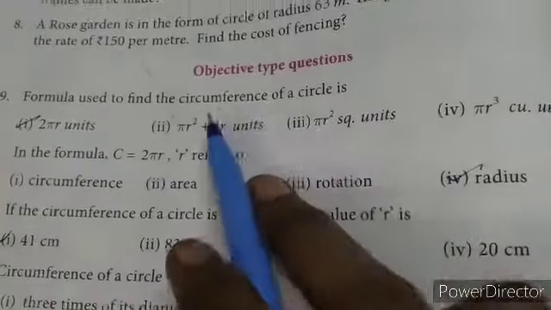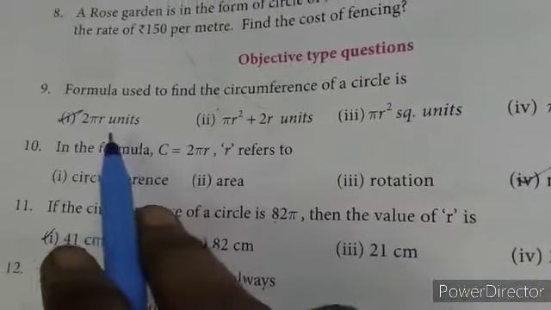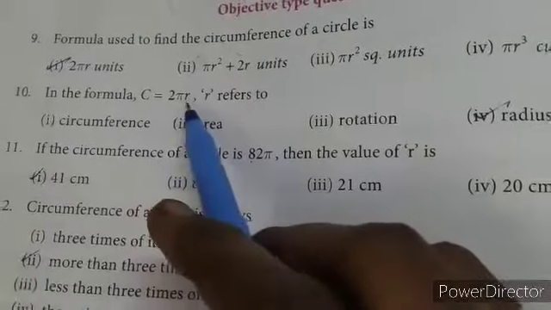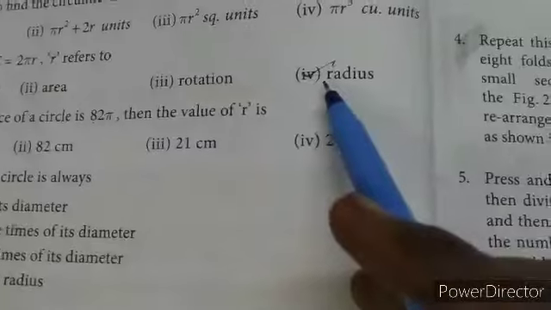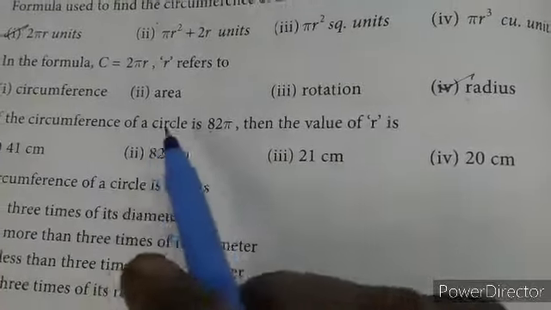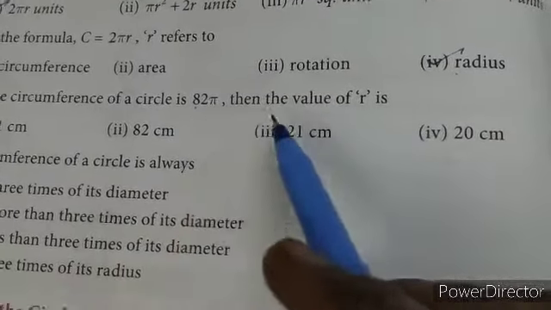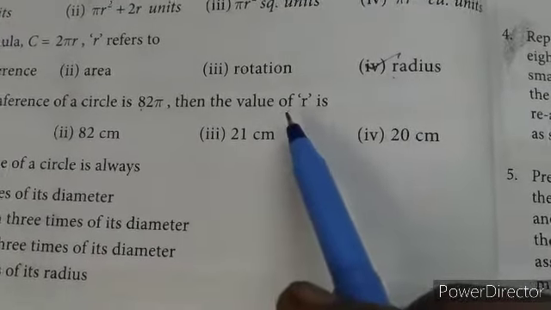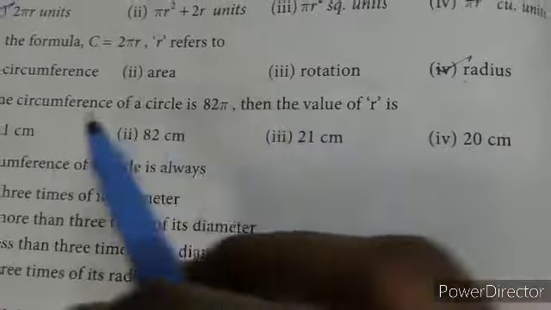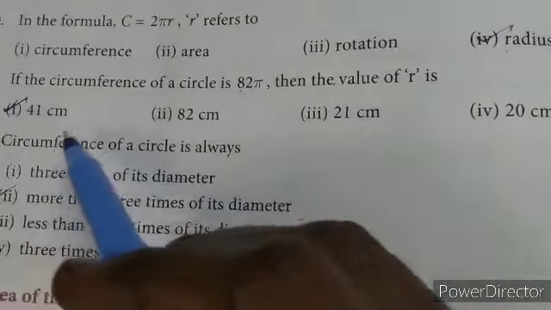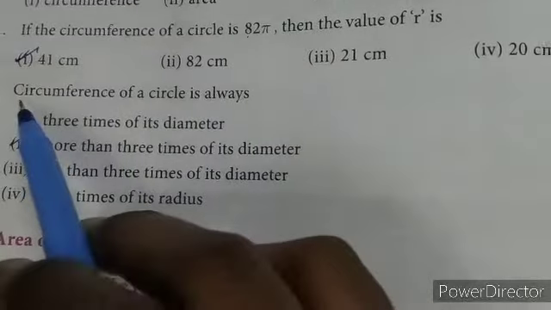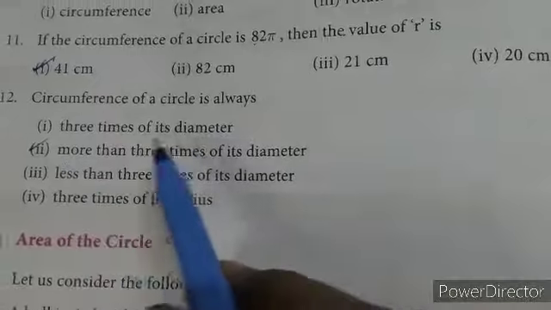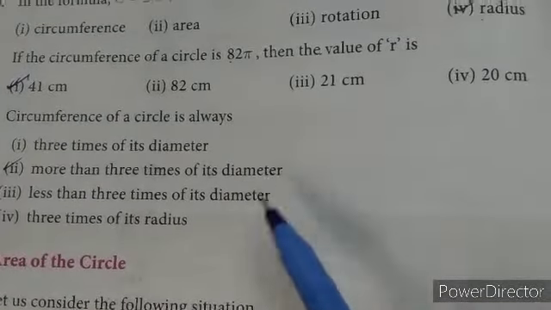Next we move on to the objective type questions, given on page number 29. Formula used to find the circumference of a circle is 2 pi r. Now question number 10. In the formula C equals 2 pi r, r refers to the radius. If the circumference of a circle is 82 pi, then find the value of r. Like question number 3, you can work it out and see this. So you will get the answer as 41 centimeter.